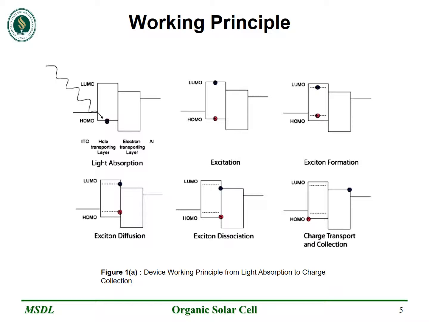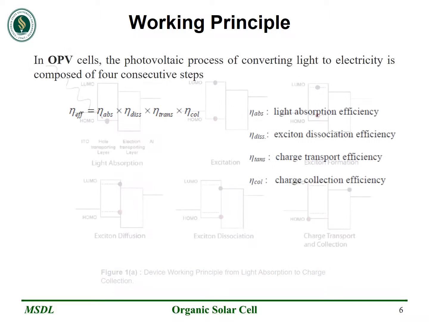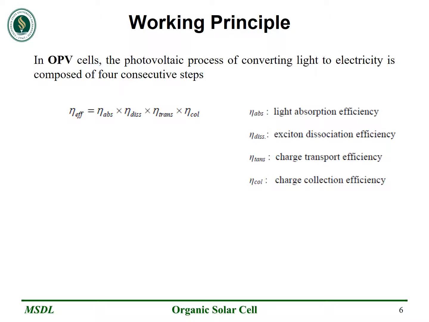If the excitons do not reach the interface, they recombine, and the absorbed energy is dissipated without generating photocurrent. Therefore, to efficiently generate power, the excitons have to be dissociated and collected at the electrodes before recombination. The overall efficiency of the organic solar cell is the product of the efficiency at each and every stage, that is light absorption, exciton dissociation, charge transportation, and charge collection.